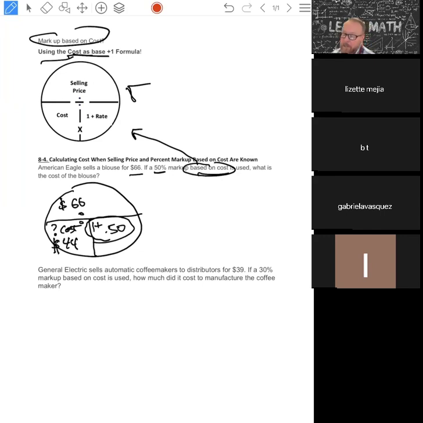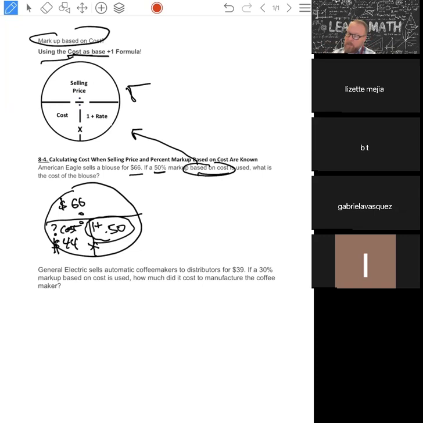So what it's answering is American Eagle sells the blouse for 66. If a 50% markup based on cost is used, what was the cost of the blouse? She bought the blouse for $44 and she got a 50% increase on the 44. Now you can always double check it to make sure you got it right: multiply the 44 by 1.50 and see if it comes out to 66, and then you'd know your answer is correct. Does that make sense? You can do the math in any direction, and if it all comes out the same, then you know you've answered it correctly.